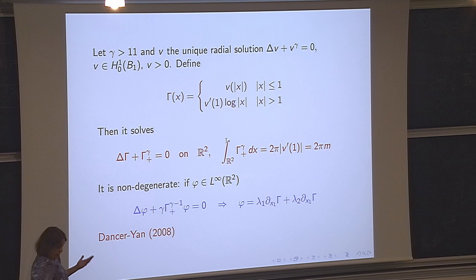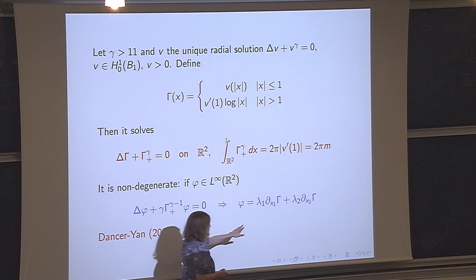And then, which means that if you linearize this equation around this capital Gamma, and you look at the linearized operator and you look at the kernel of the linearized operator, well, it can be proved that in L infinity, the only elements in the kernel are the partial derivative, dx1 and, sorry, dx2 of Gamma.